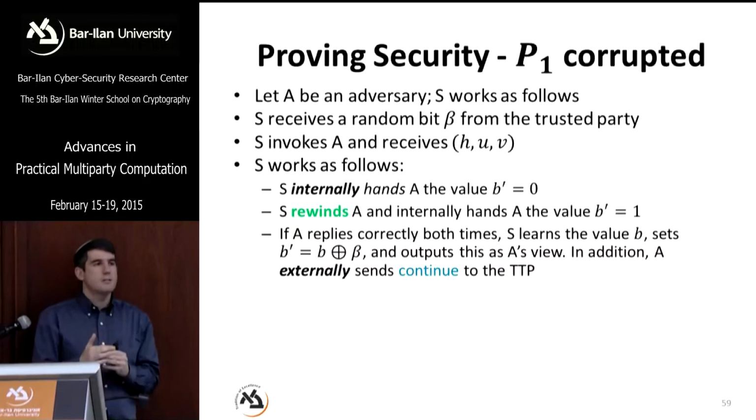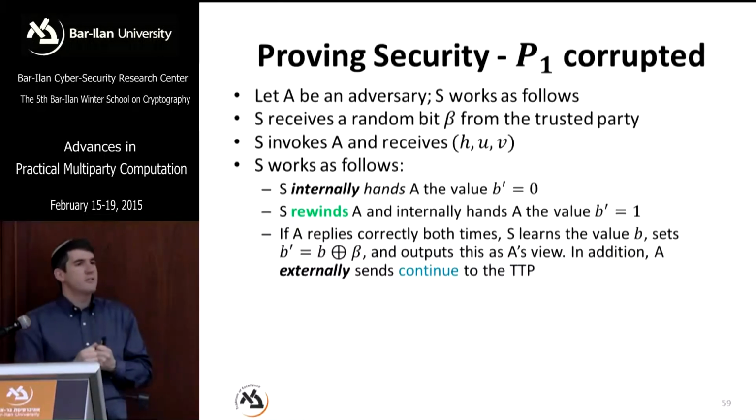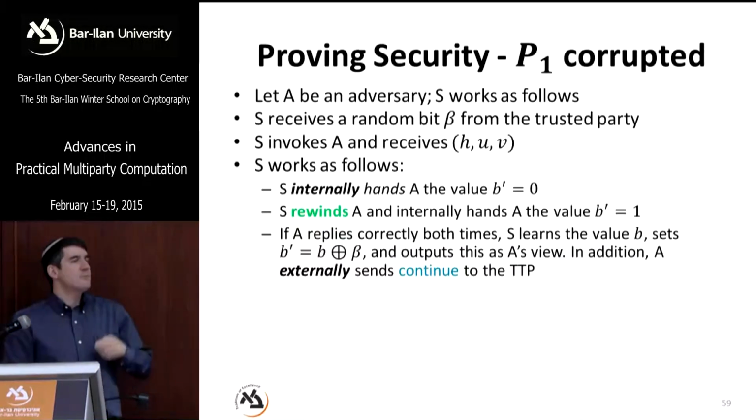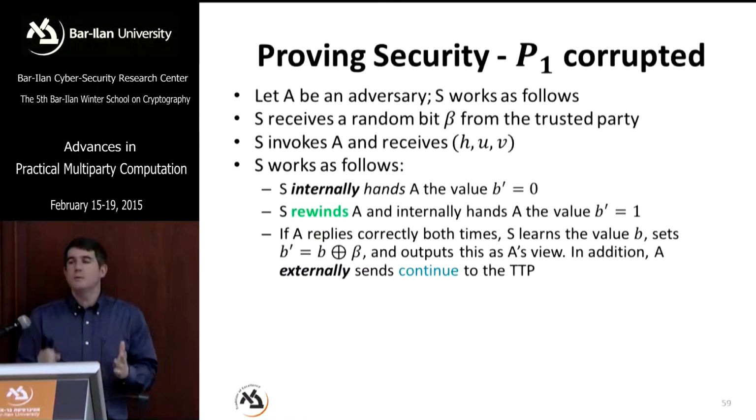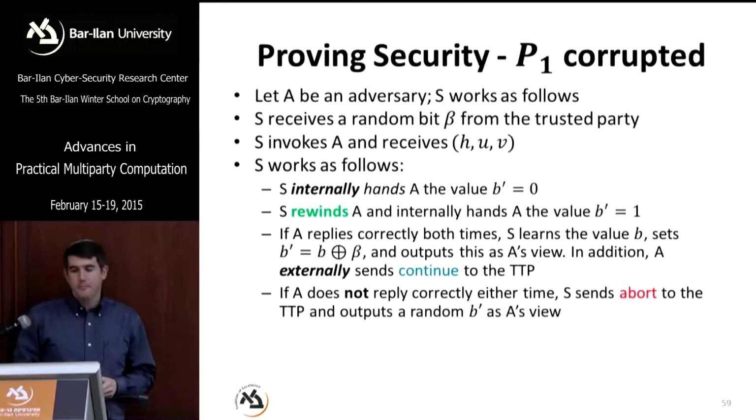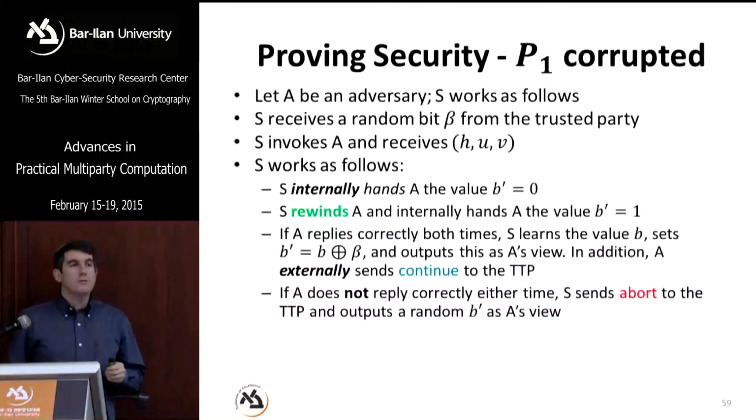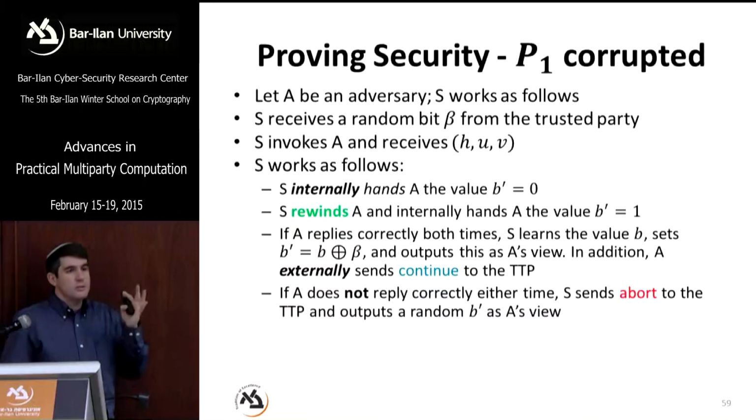He outputs a transcript which he gets the first message from A, and the B prime that results in B XOR B prime equal beta, which he got from the trusted party. And that's all he needs to do. If A does not correctly reply either time, then that's also fine, because that means that it's just an abort. We know that P1 just didn't finish the protocol execution, and that's also easy.